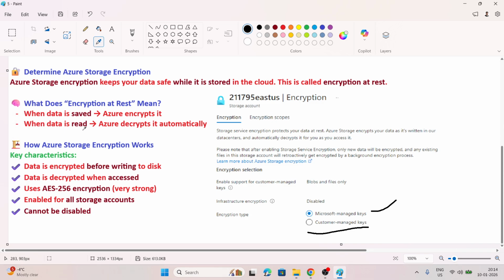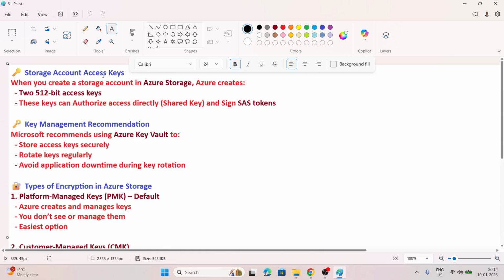Now, how does Azure storage encryption work? These are the key characteristics. Data is encrypted before writing to disk, and decrypted when accessed, and it uses AES 256 encryption. This is a very strong encryption method, and it is enabled for Azure storage accounts, and we cannot disable this encryption method.